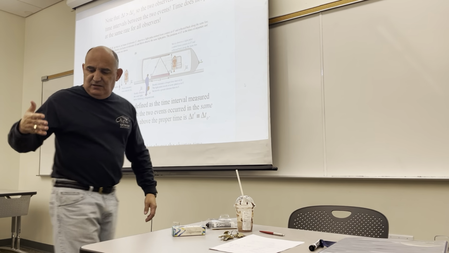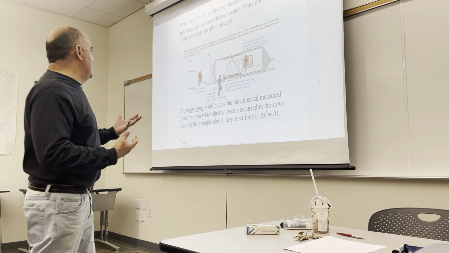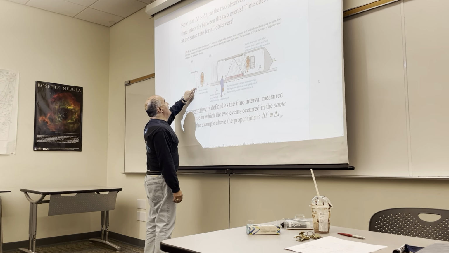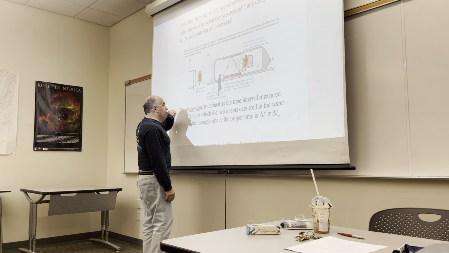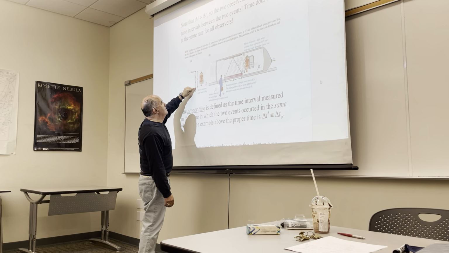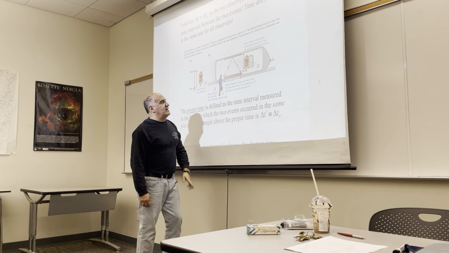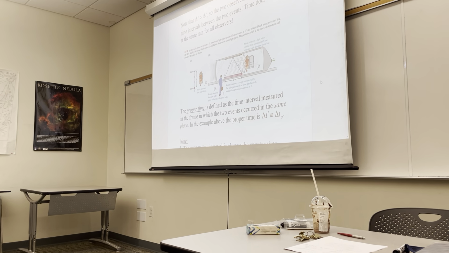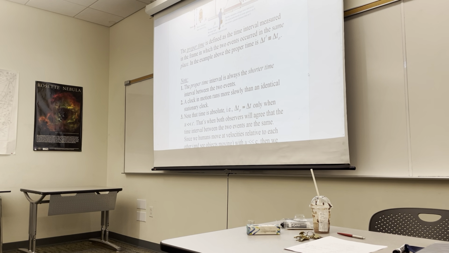The distance from the aperture of the laser pointer to the mirror, let's call it d. That's the source of the light. It goes to the mirror and comes back. Let's say that the time it takes this light to go from here to the mirror and come back is delta t0.